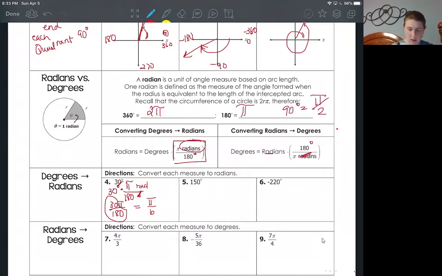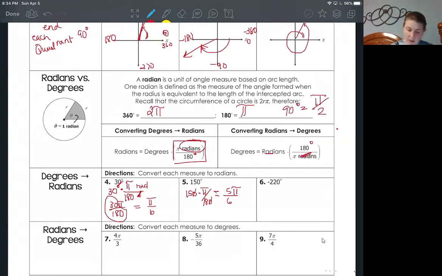Try it out. Give it a try. See if you can do it. So let's do 150 degrees. So I would say 150 times pi over 180. And then I would reduce. So 15 over 18 is going to give me 5 over 6. So 5 over 6. And then make sure you use the pi. A lot of people will forget to put the pi in their answer because they've used their calculator, but the pi does need to be there.